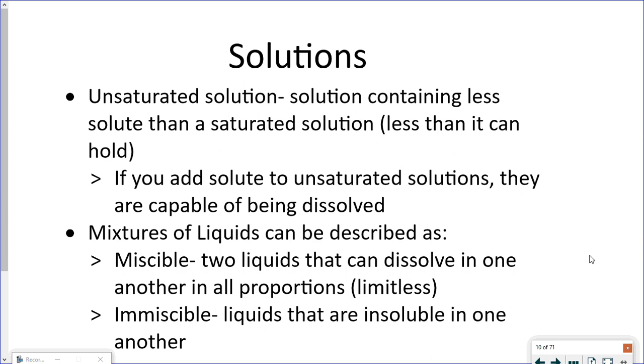You may be walking through a parking lot and see gas or oil floating on top of water, because water is polar and the oil is nonpolar. So even if you stirred them, they would not actually combine and mix together.